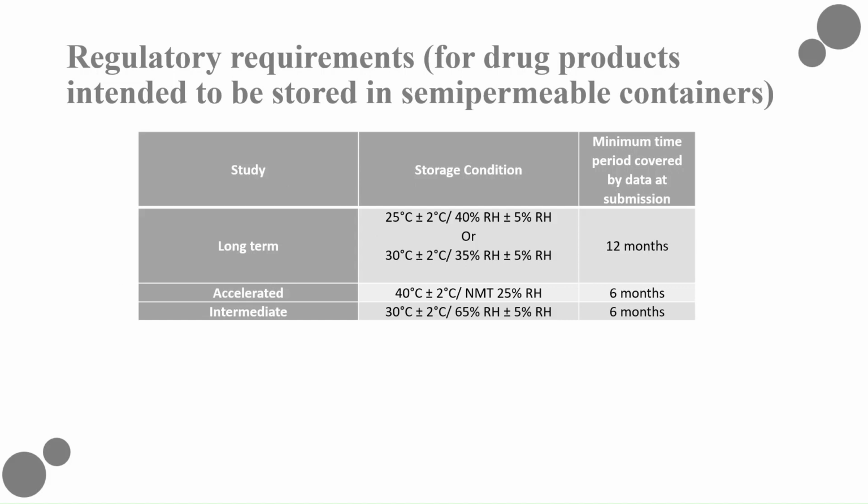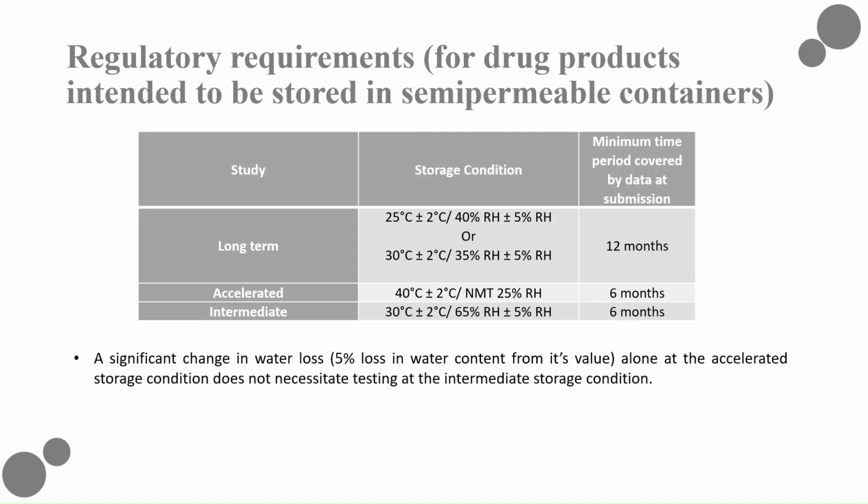The conditions you can see on the screen: long term, accelerated and intermediate. If you see the conditions very carefully, in case of long term, instead of 25°C/60% RH, it is now 25°C/40% relative humidity. Similarly for accelerated, the humidity is now, instead of 75%, not more than 25%. So you can see that the regulatory bodies want the applicants to show that when the drug products are stored in a lower humidity area, there is not much water loss.